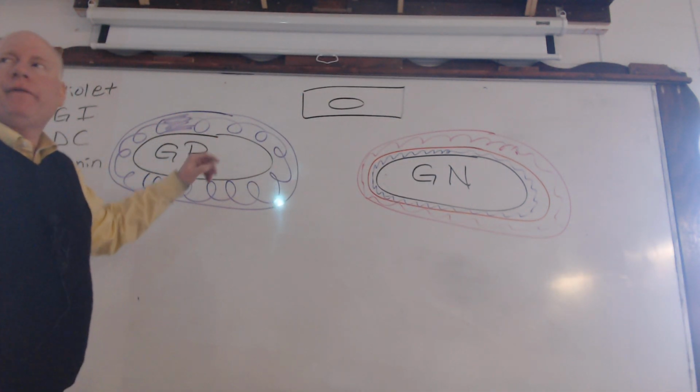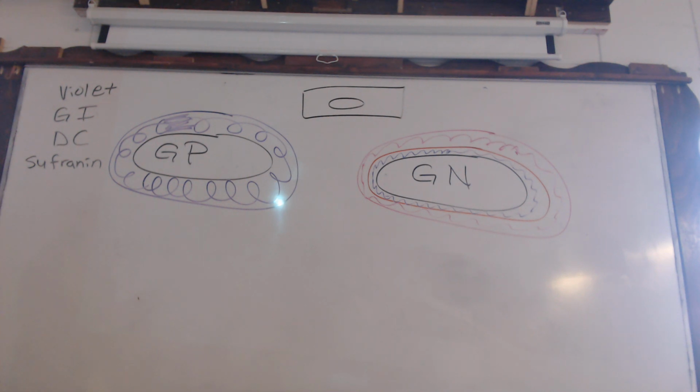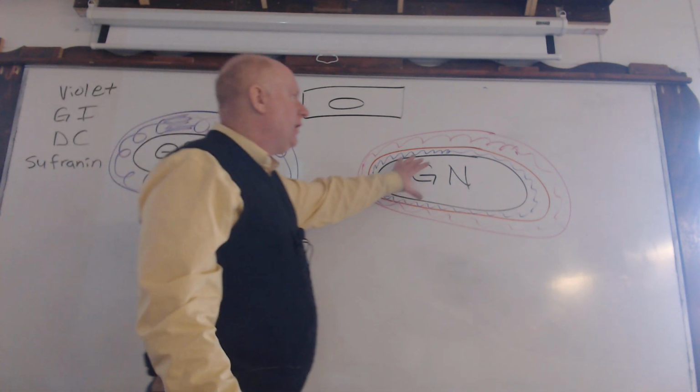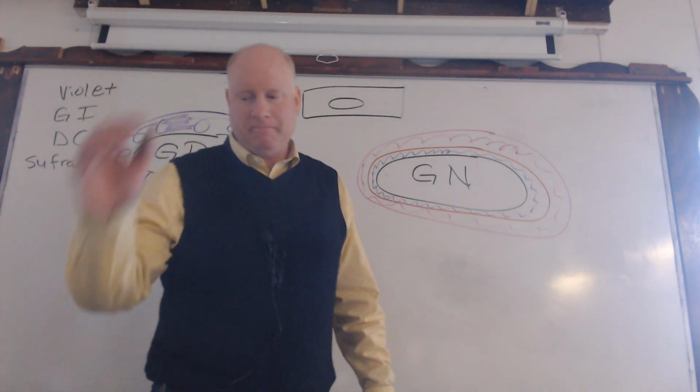What you want to know: for gram-positive bacteria, what do they look like? Purple. Gram-negative bacteria, what do they look like? There we go. All right.